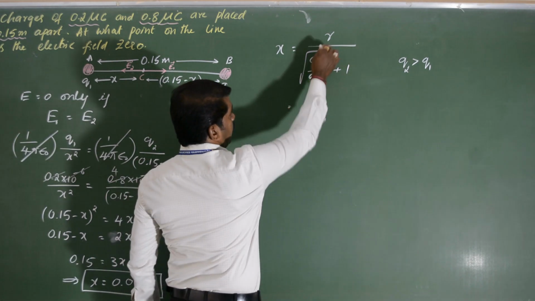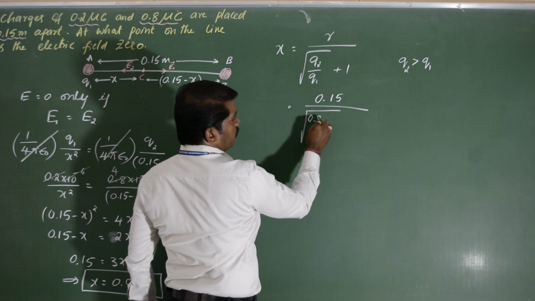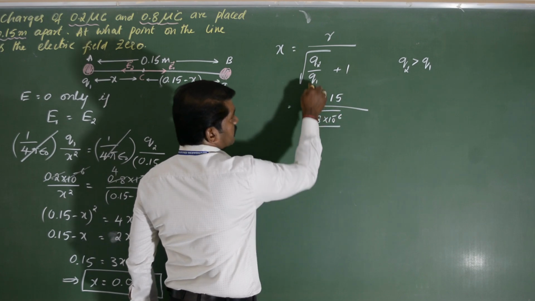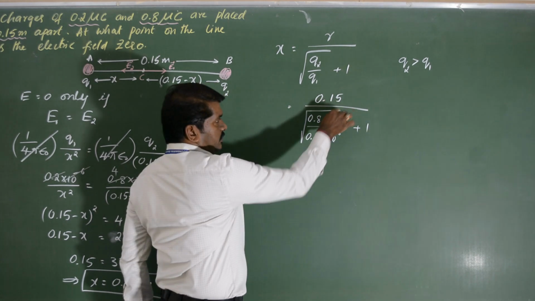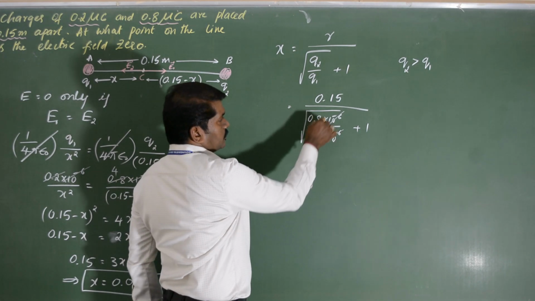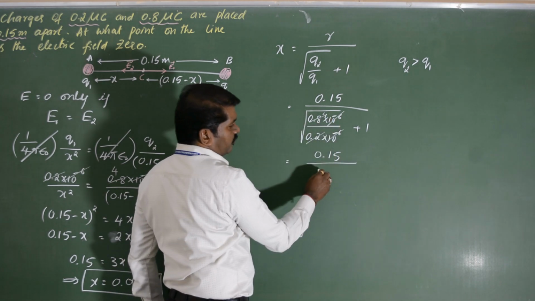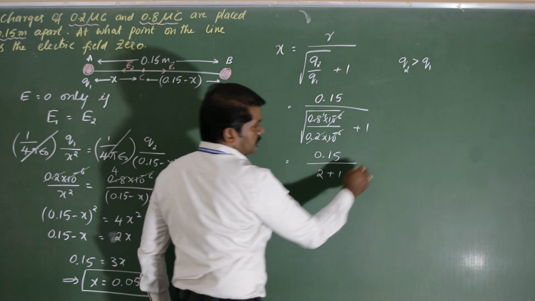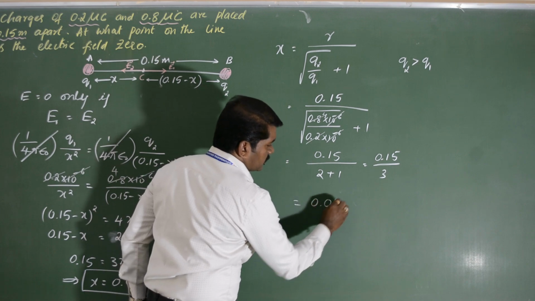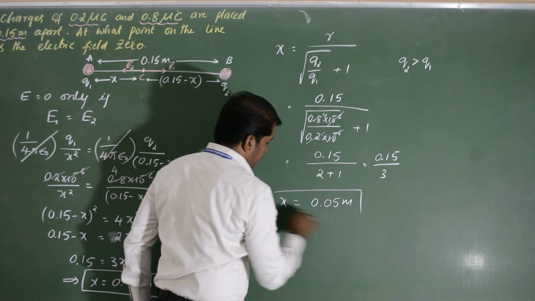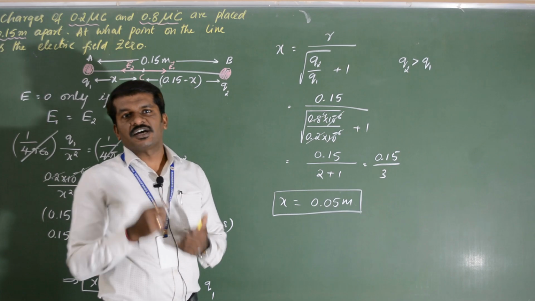So if I substitute here, r is 0.15 divided by square root of Q2 is 0.8 into 10 power minus 6 divided by Q1 is 0.2 into 10 power minus 6, plus 1. So 10 power minus 6 gets cancelled. 0.8 by 0.2 is 4 times, that becomes 0.15 divided by square root of 4, which is 2, plus 1, that is equal to 0.15 divided by 3. That can be written as 0.05 meter as the value of x. So this is the shortcut method to find the null point between the two charges.